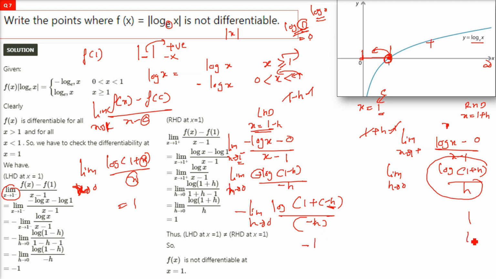Negative 1 and 1, they are not matching. That is the left hand derivative and right hand derivative, they are not equal. That means f(x) is not differentiable at x equals 1 because of the dissimilarity of the left hand derivative and right hand derivative.